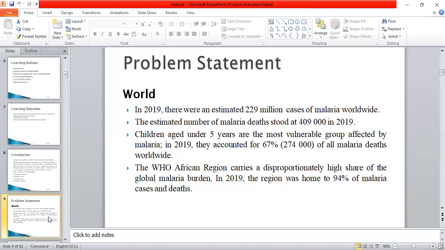Malaria affects many regions. It affects the Middle East, America, Latin America also, but the most disproportionately high share of global malaria burden is the African region. In 2019, this WHO African region was home to 94% of malaria cases and deaths.